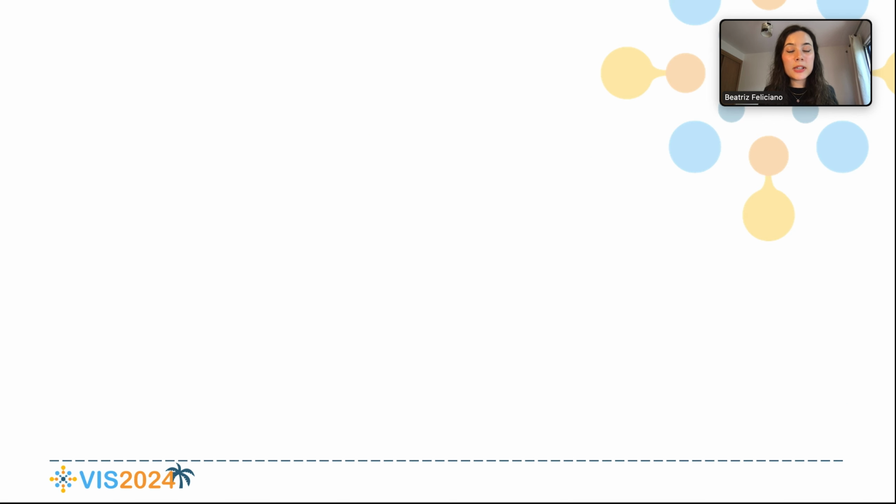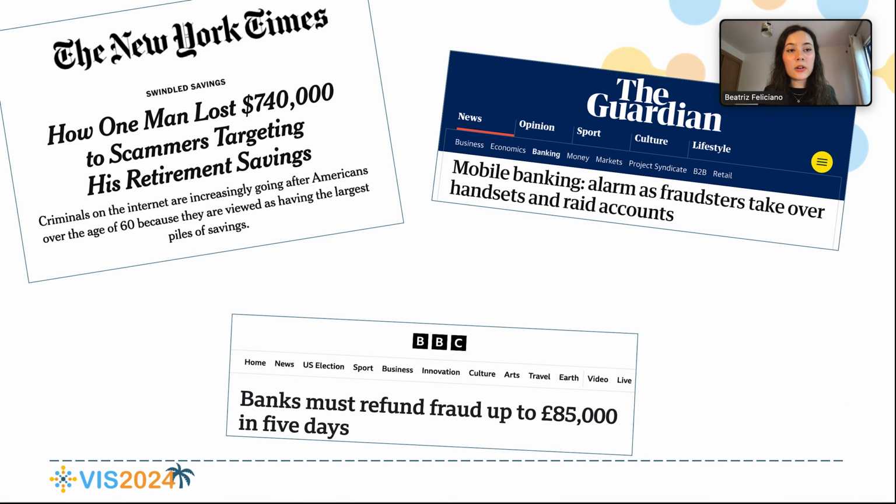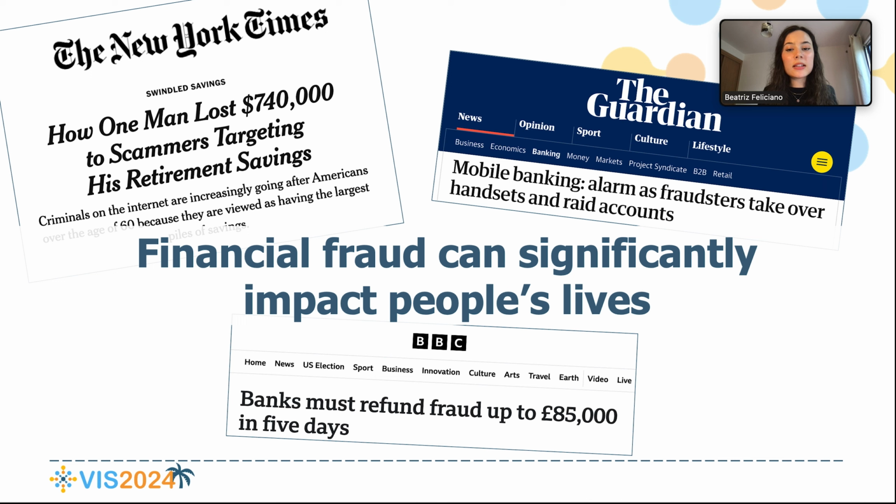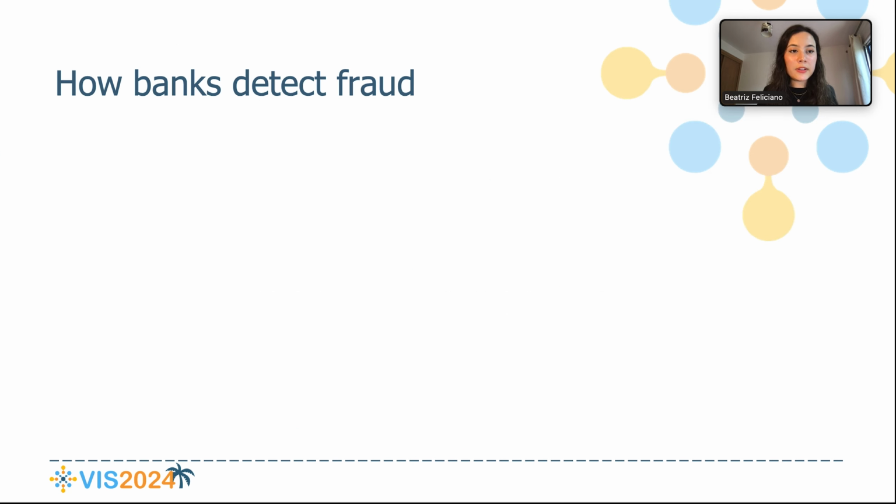And just by looking at the news, you can get an understanding of how much money people are losing of their savings because of fraud, and how much money banks are having to refund people because of fraud. So it's safe to say that financial fraud can significantly impact people's lives, and thus that this is an issue that needs to be tackled. And how are banks currently dealing with this?